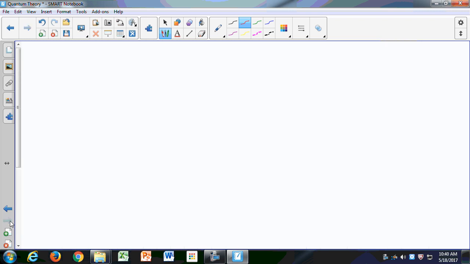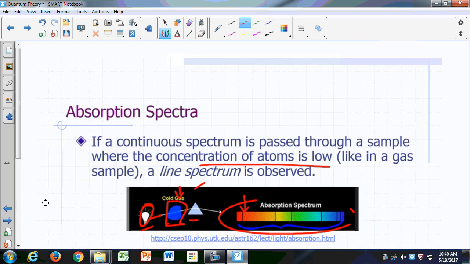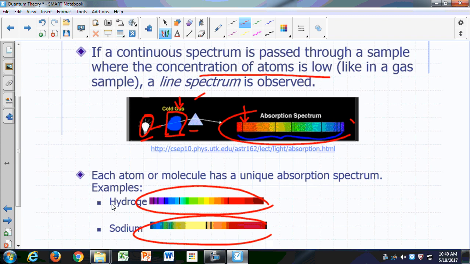The question is, how do we explain this? What does this tell us about atoms and molecules? This tells us something about the energies of atoms and molecules, and we'll look into that in the next video.